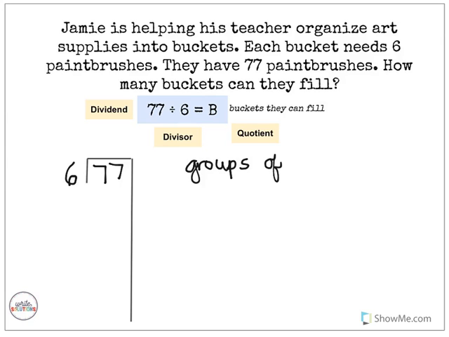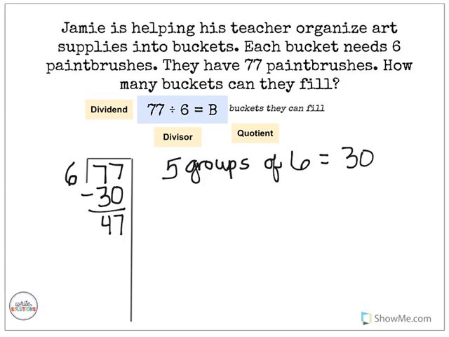I know my 2 table very well. 2 groups of 6 is 12 paintbrushes. I always know my 5s and my 10s. So 5 groups of 6 is 30 paintbrushes. That's great for subtracting because it ends in a 0. So actually I'm going to start right there before I even think about anything else. 5 groups of 6 is 30 paintbrushes. So I'm going to pull those 30 paintbrushes right out of this 77. And I still have 47 paintbrushes remaining in that giant pile.